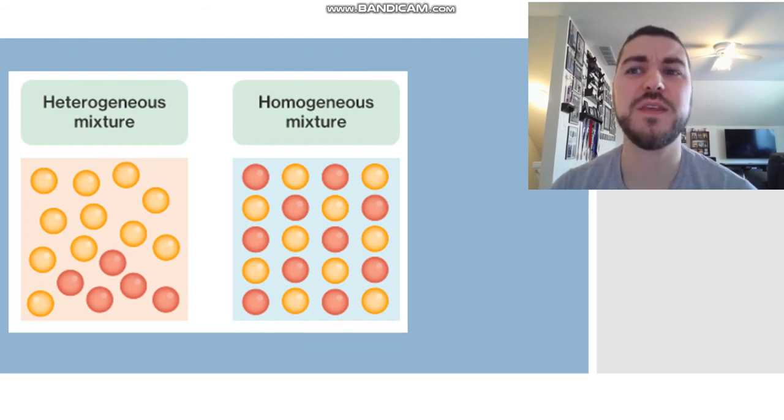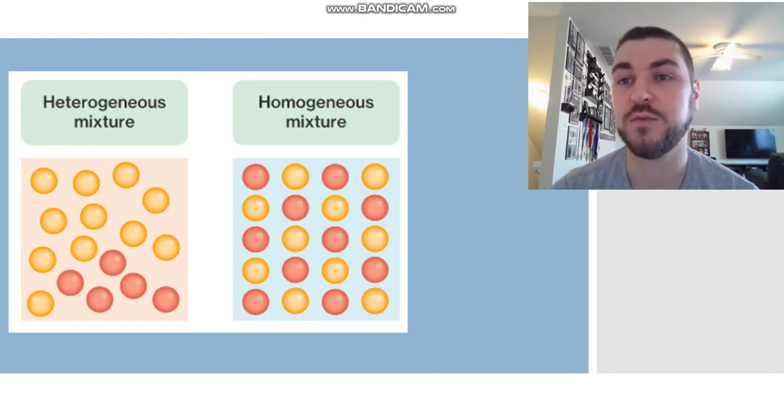A good example for homogeneous might be salt water. So if I was to dissolve salt in water, I would have something called a solution, which is another term for a homogeneous mixture. And it wouldn't matter whether I took the top part of the glass of salt water or the bottom part of the glass of salt water. It would contain the same amount of salt regardless.